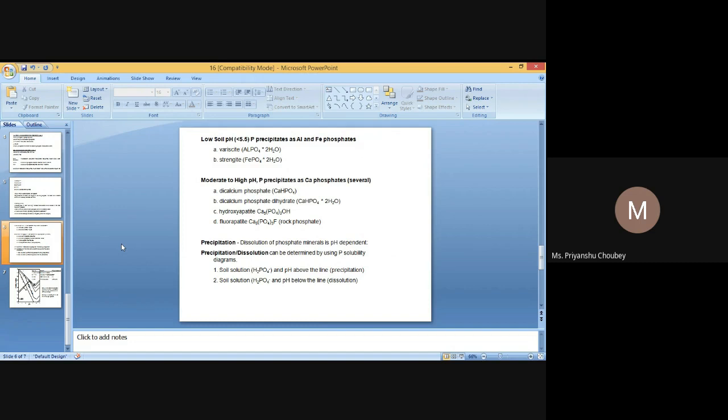Today we are going to talk about soil structure: what is soil structure and soil aggregates. So let's see what soil structure is.